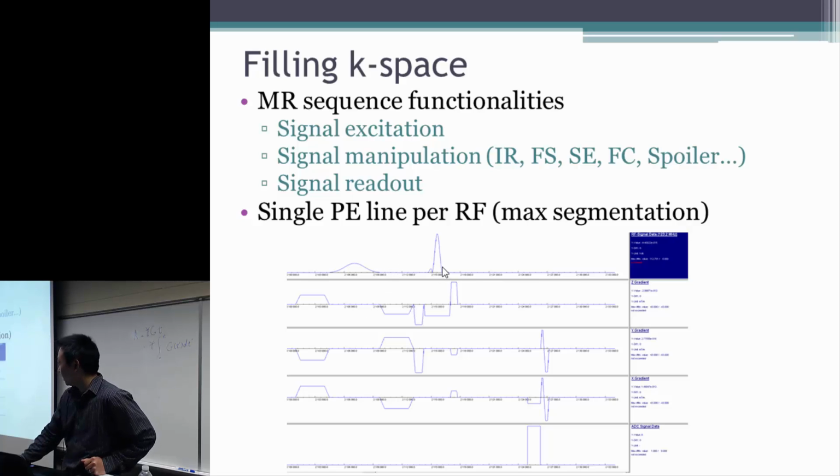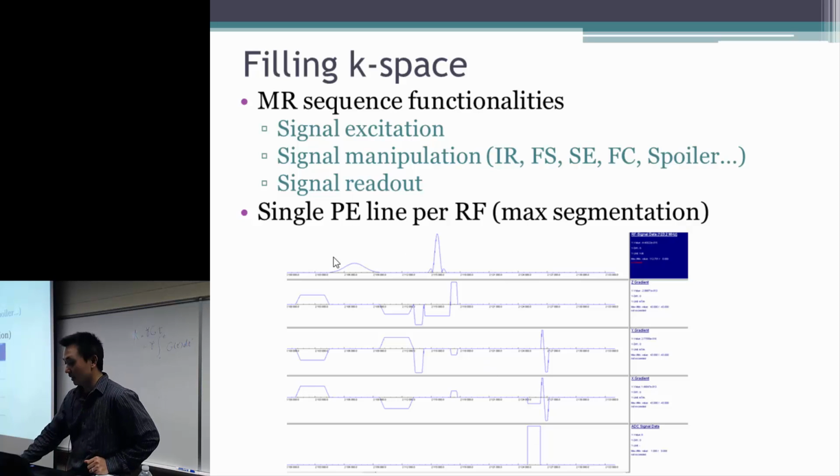Okay, so here is very simple. Just like a FID sequence, we do an excitation, and then we do phase encoding and the readout pre-phasing, and then we collect the data. So it's simple as that.